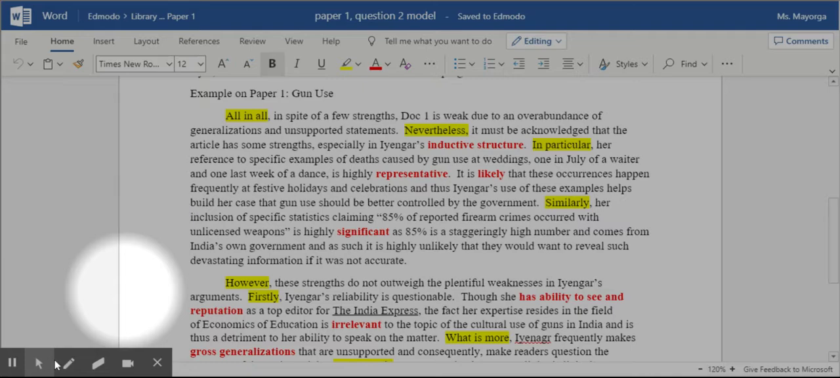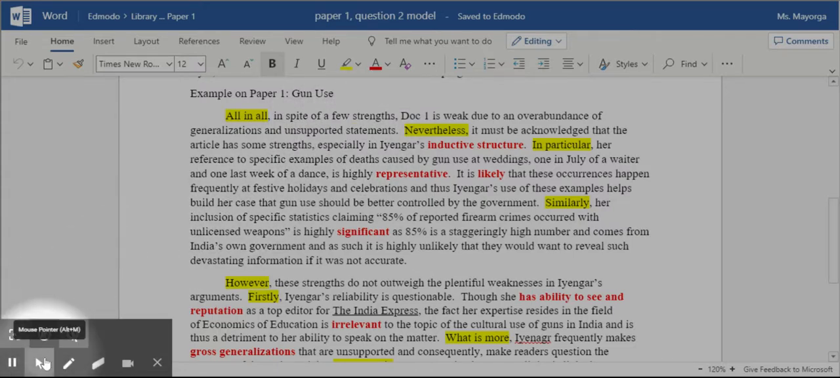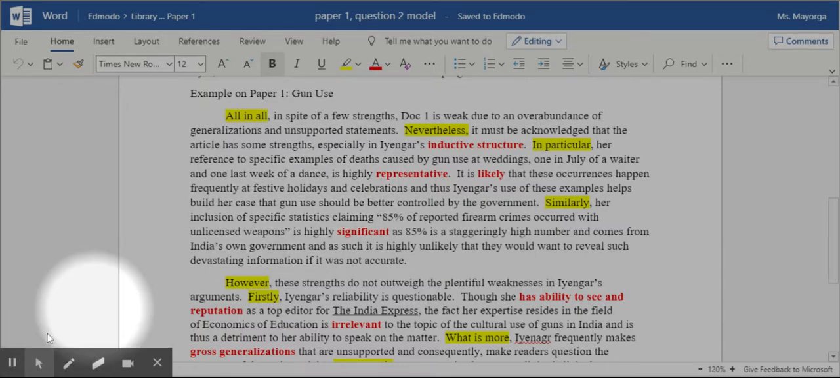Okay, so notice my overall assessment. All in all, in spite of a few strengths, the document is weak due to a bunch of generalizations and unsupported statements. So I clearly outlined why I thought it was overall a weak argument. But I then explained strengths, namely the representative examples that are likely, and the significant use of statistics. Notice my explanation. So in that last one, for example, I explained that 85% is a staggeringly high number.